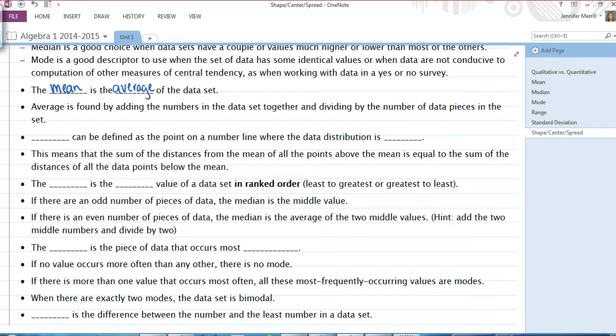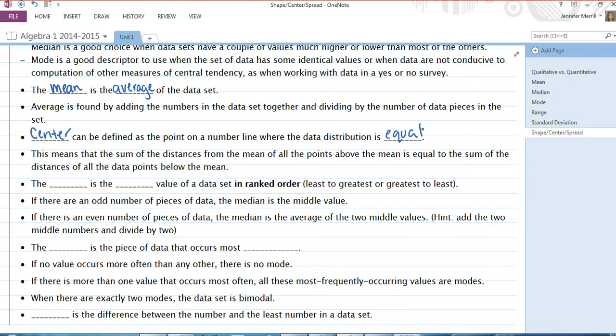Center can be defined as the point on a number line where the data distribution is equal. This means that the sum of the distances from the mean of all points above the mean is equal to the sum of the distance of all data points below the mean.